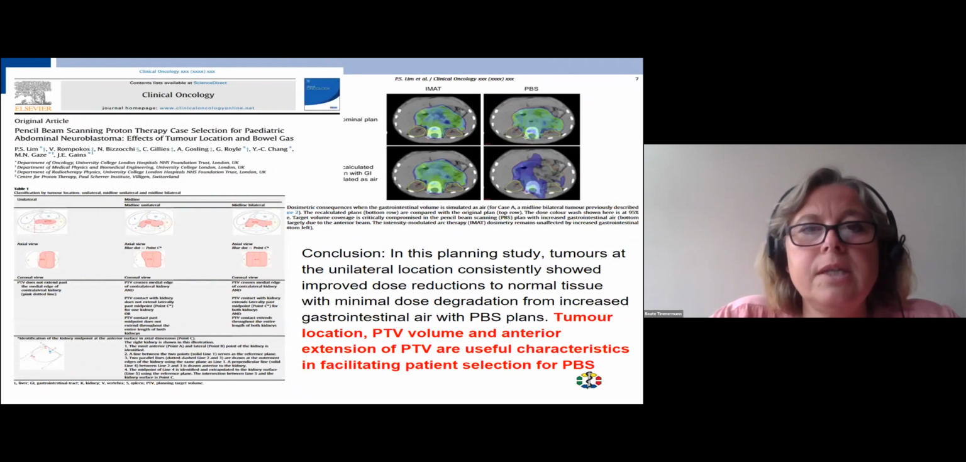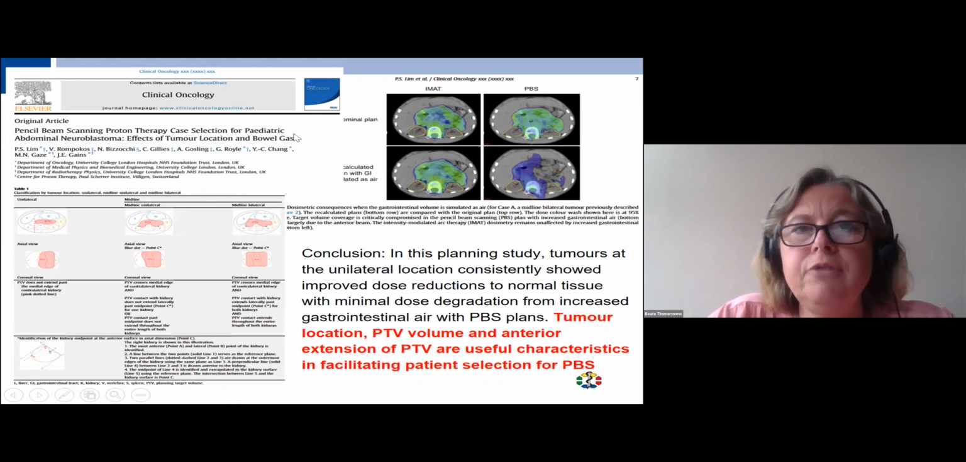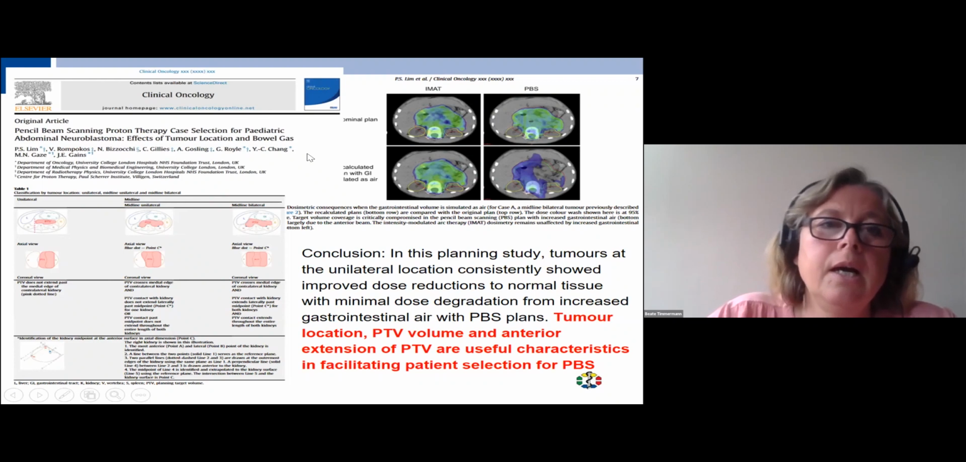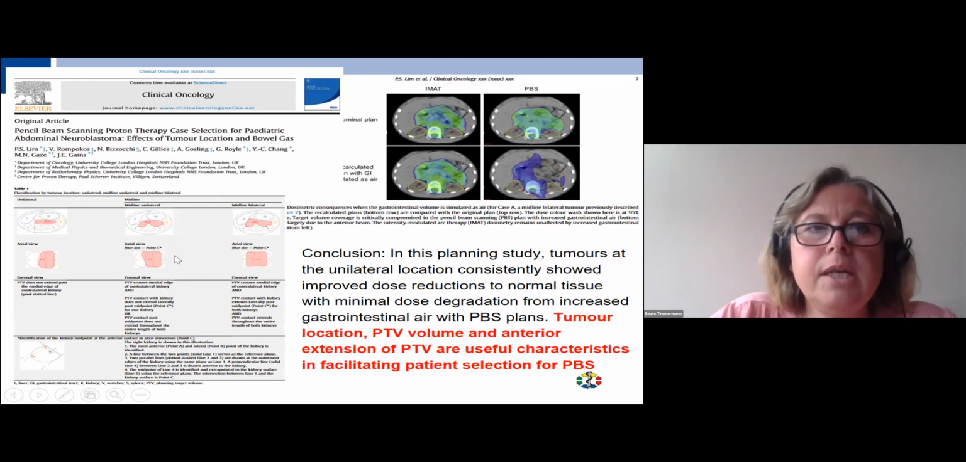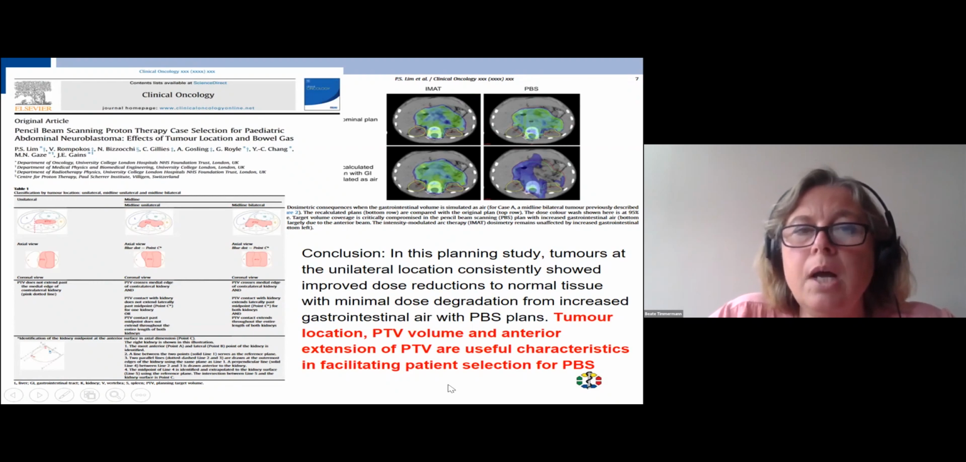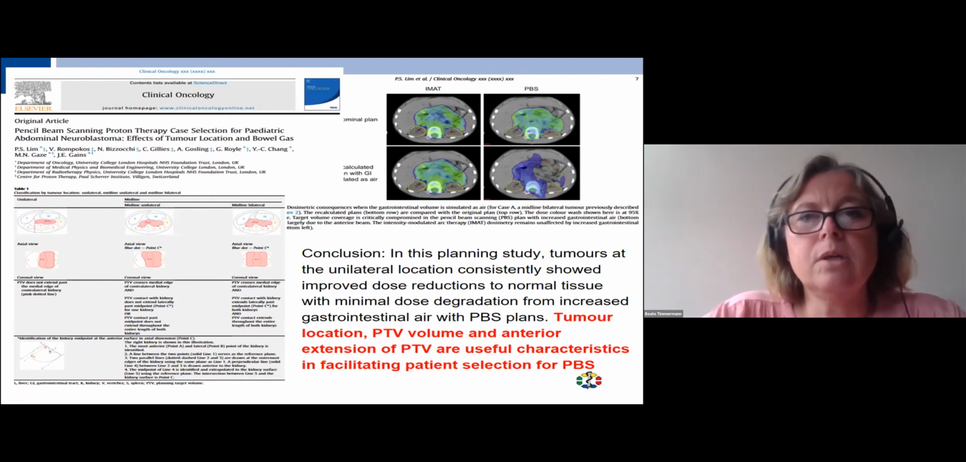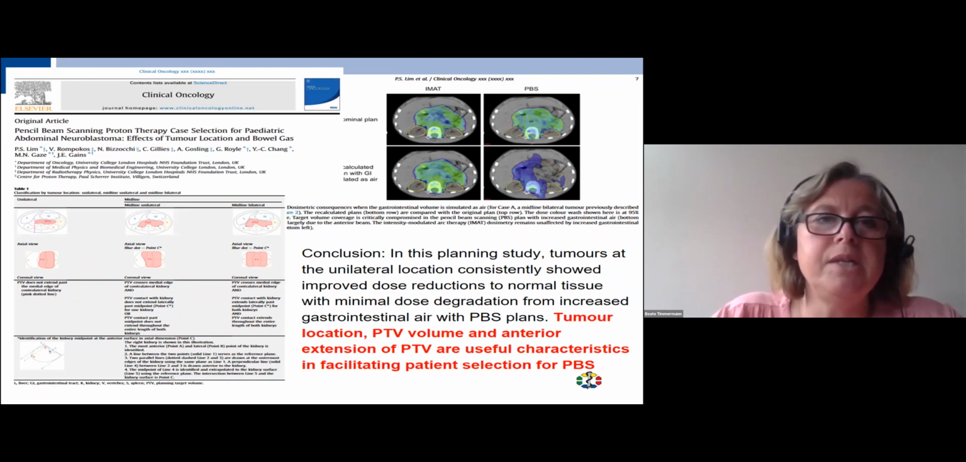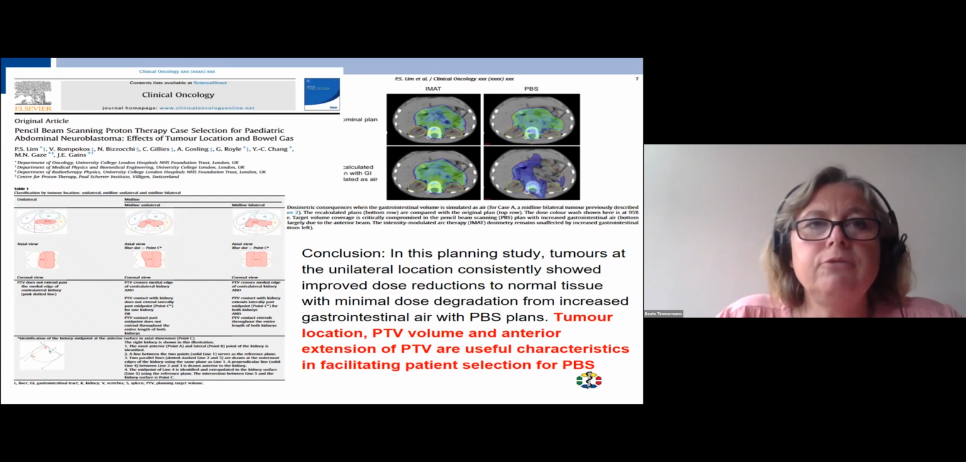Another reason was that there were concerns about the robustness of proton plans in the light of motion or density uncertainties due to, for example, bowel gas, as our tumors are typically in the upper abdomen, and bowel gas interferes with the stability of our dose plan. Here is one publication dealing with that issue and discussing that tumor location, target volume, and anterior extension of the PTV have to be taken into account when understanding if proton beam therapy is advantageous and feasible.